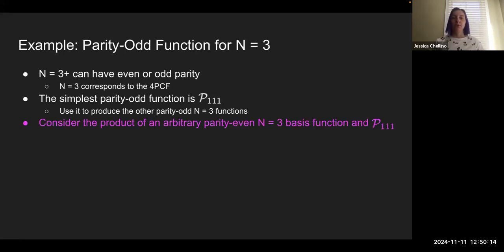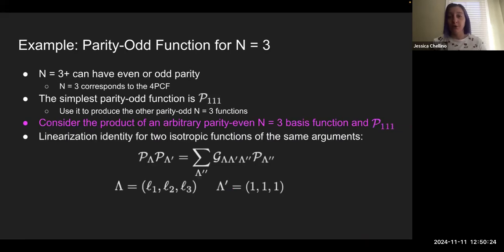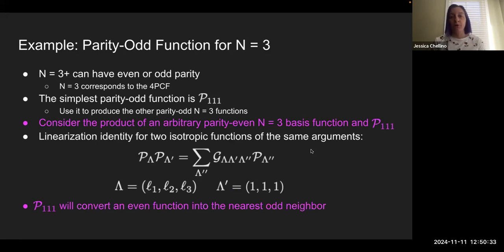If we take the product of the lowest order odd parity function, P111, with some arbitrary even parity function, we can use the linearization identity for two isotropic functions, which is given in this first line here, where g is the Gaunt integral. If we do this, P111 acts as an operator similar to the raising and lowering operators in quantum mechanics, and it will convert the even parity function that you have into its nearest lying odd parity neighbor. So if we use our approach described earlier in this talk to generate the even parity functions, we can use a given odd parity function as an operator to obtain the odd parity functions.